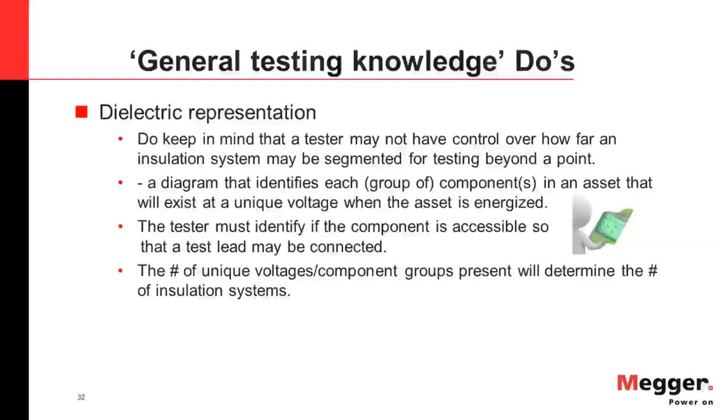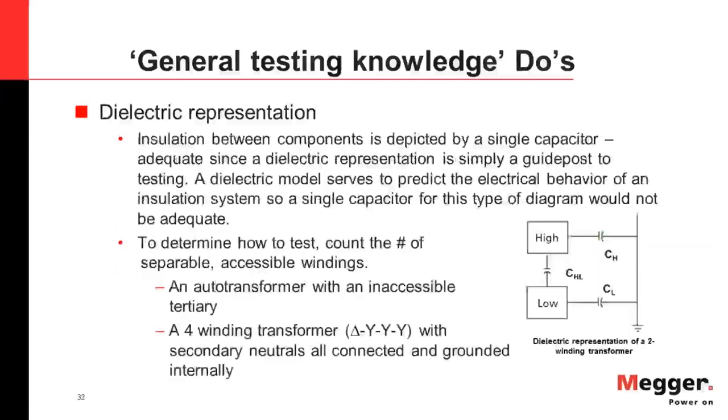So I'm showing the dielectric representation of a two-winding transformer on this slide. You see it on the bottom right corner. You'll note that the insulation between each of the identified components or groups, in this case a high voltage winding, the low voltage winding, and the grounded tank and core, is depicted by a single capacitor. Well, this is adequate since all a dielectric representation is doing is providing a guidepost to testing.